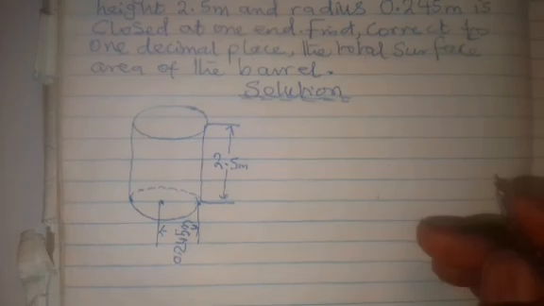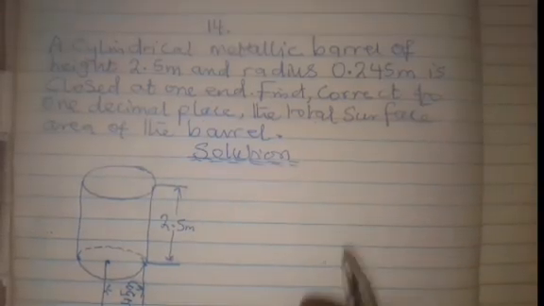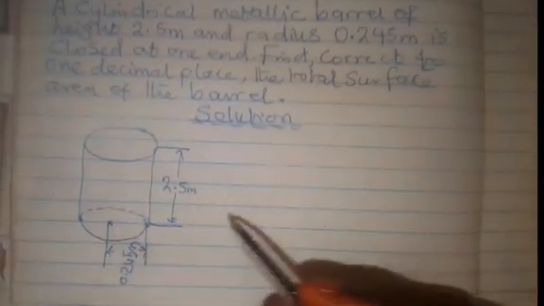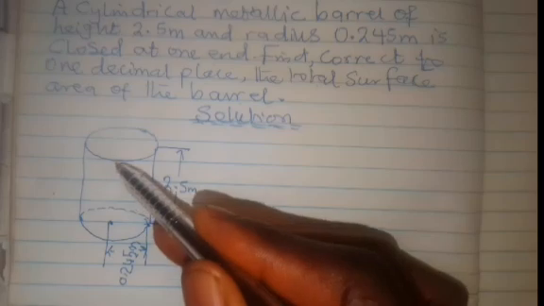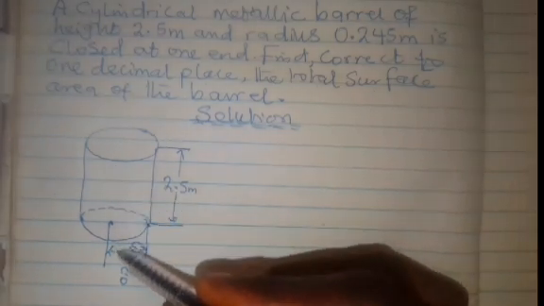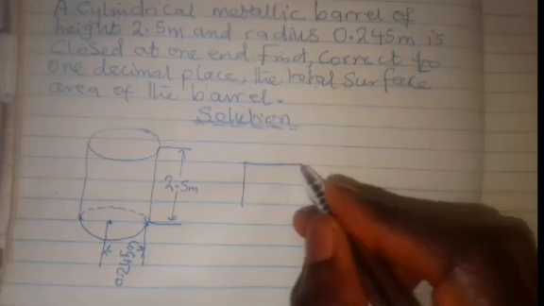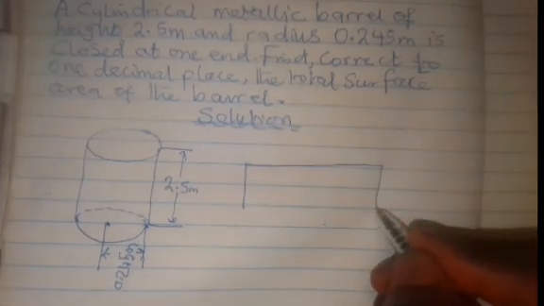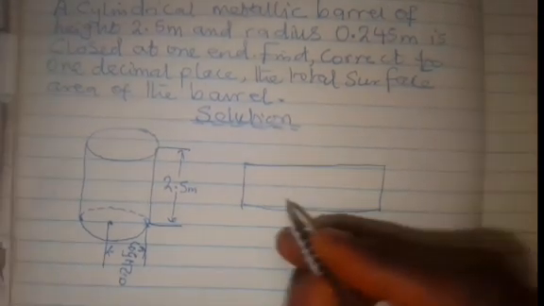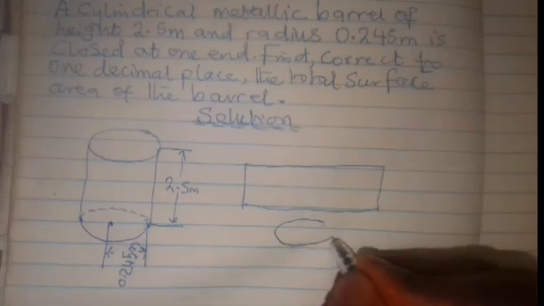So how do we answer this question? Now, the first thing we do is to draw the net of this cylinder. If this cylinder is opened out, you are going to have a rectangular surface this way, and the circular base will be there.